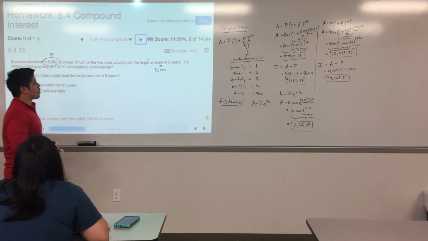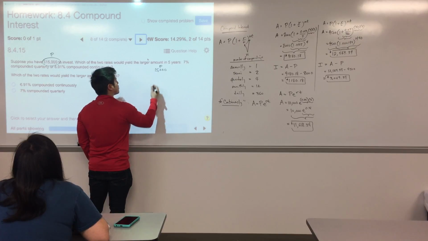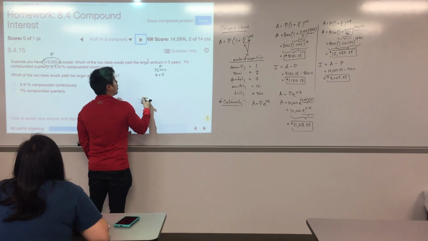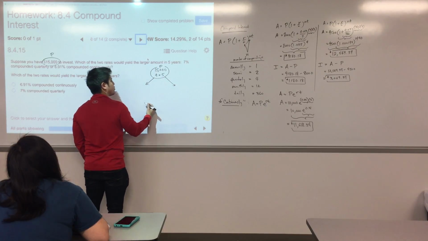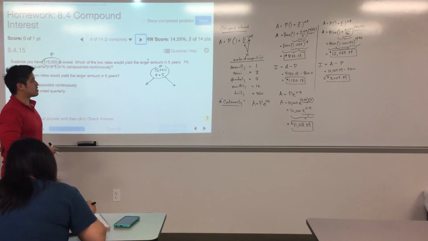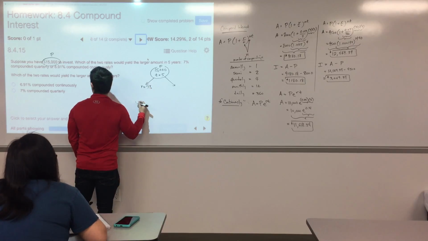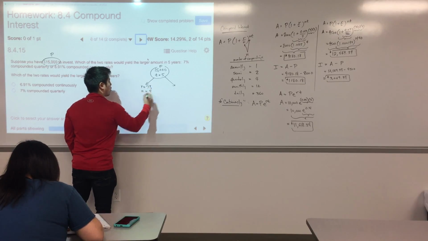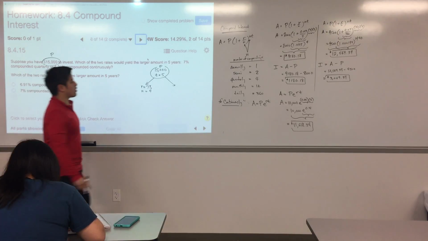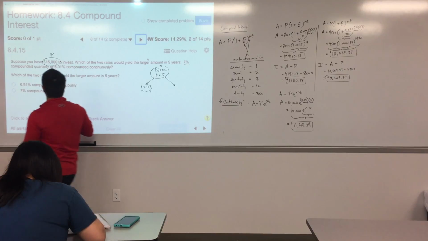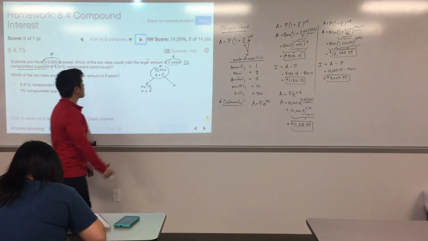It says, which of the two rates would yield the larger amount in 5 years? So what's our time component? 5, right? And what we're going to do with this is invest it, it looks like, in 2 different accounts. Everybody agree? And see which one would be better. One of them is an interest rate of 7%, compounded quarterly. Are you following what's going on here? Right? One of the accounts is 7%, compounded quarterly. And just FYI, here's where the time component comes from, right?